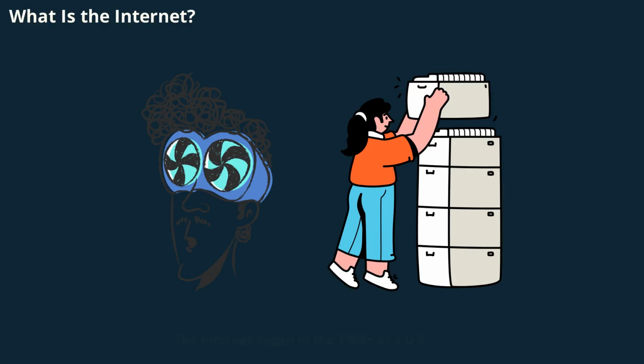The internet began in the 1960s as a U.S. military project called ARPANET, and today, it connects over 5 billion people worldwide. It's the invisible infrastructure that powers our digital lives.